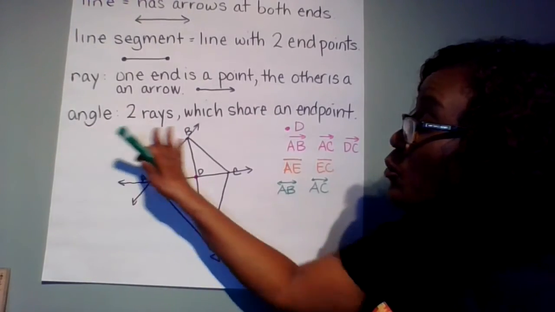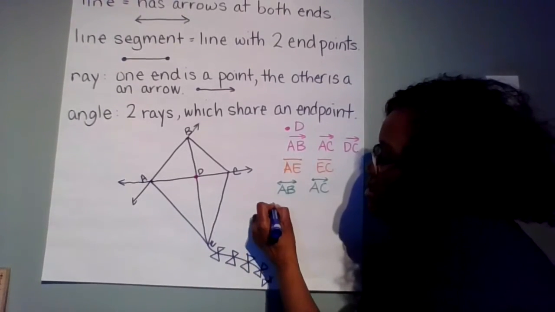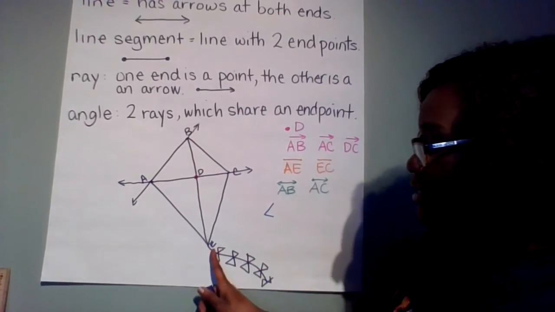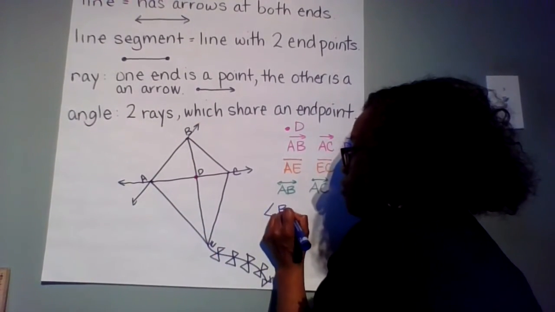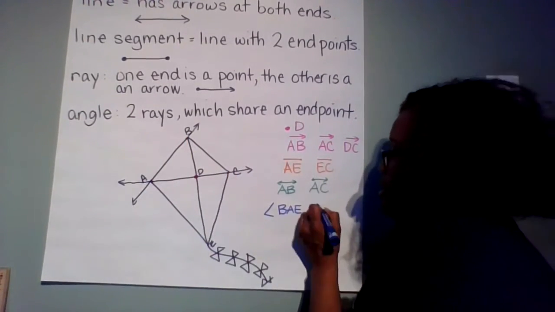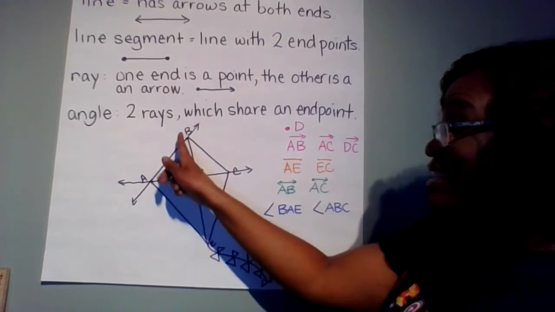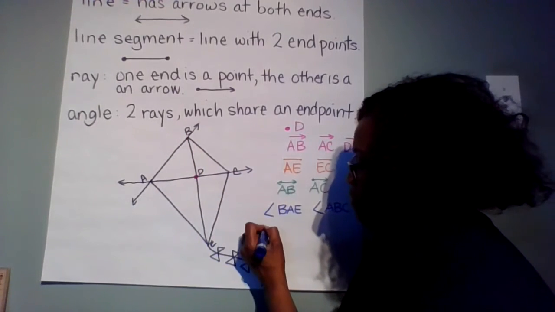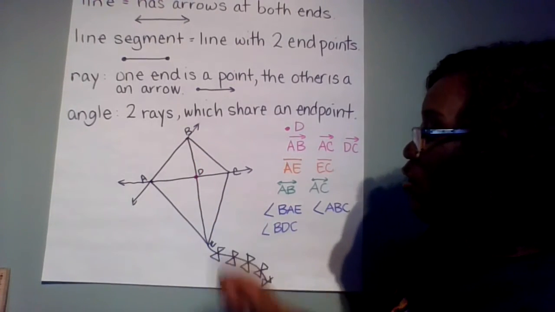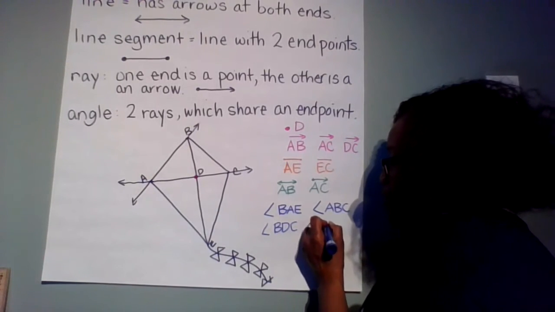And now, scholars, when we name an angle, when we're writing our angle, we always need to make an angle mark. And now I could say angle BAE is an angle. I could say ABC is an angle. I could say BDC is an angle. I could say EDA is an angle.